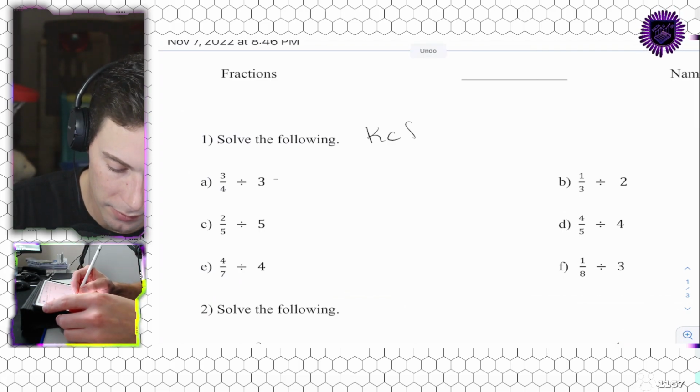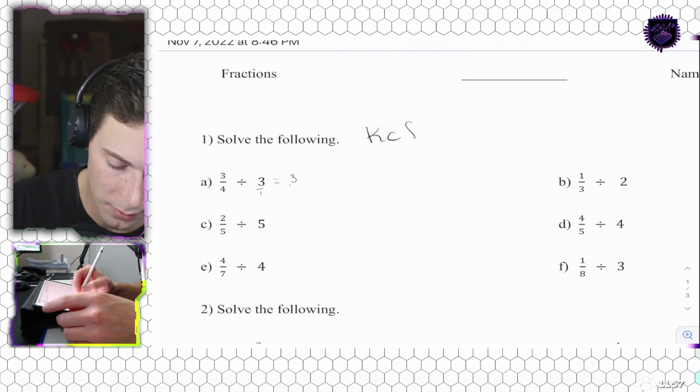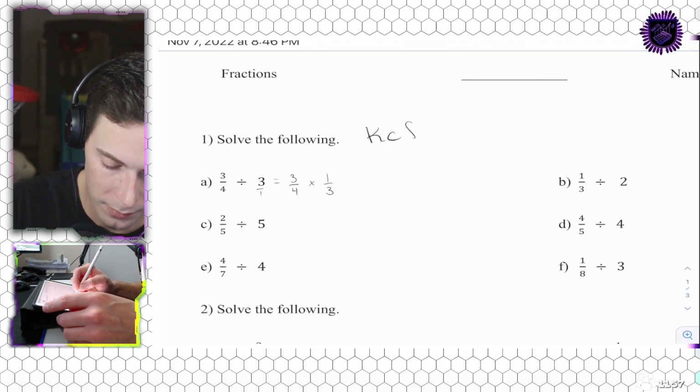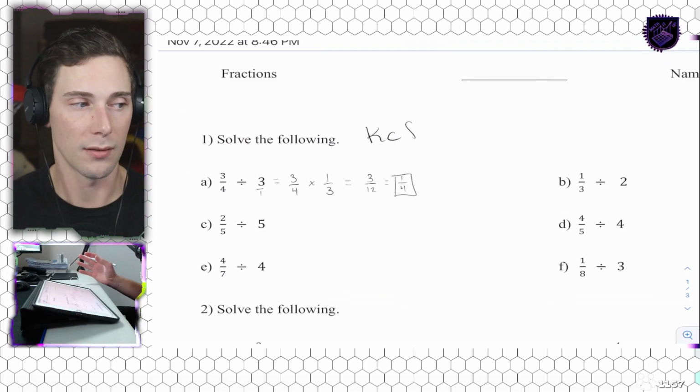So we're going to rewrite this fraction. We're going to change this to as if it's over 1, and then we're going to rewrite it as 3/4 multiplied by 1/3. We're going to solve it as 3/12. We're going to simplify it to 1/4. That's our answer. That was it.